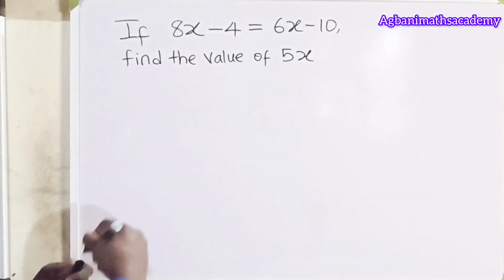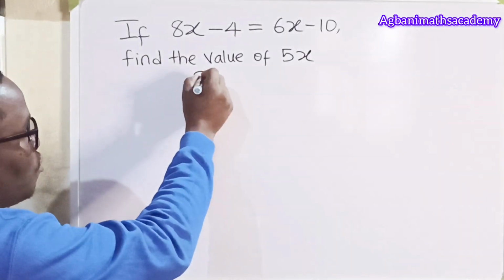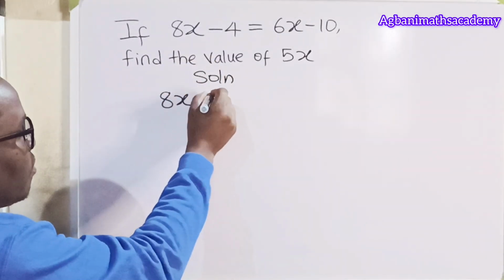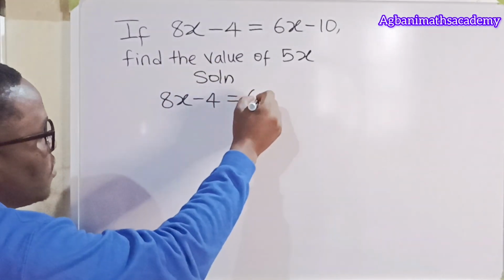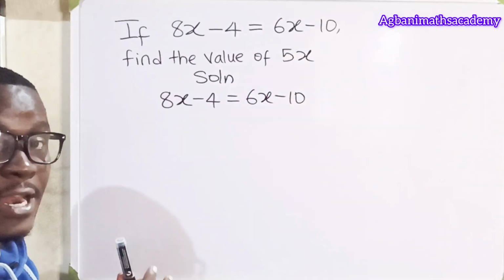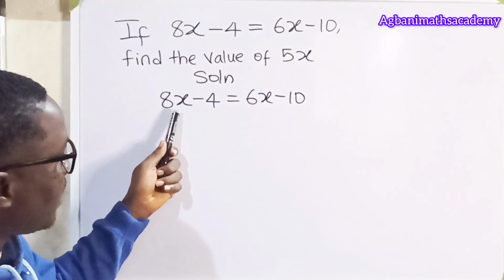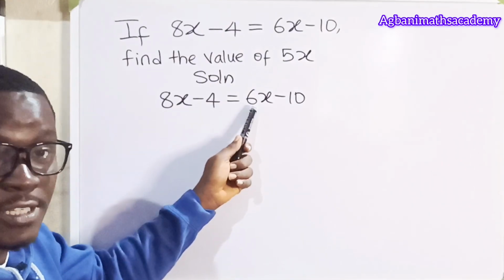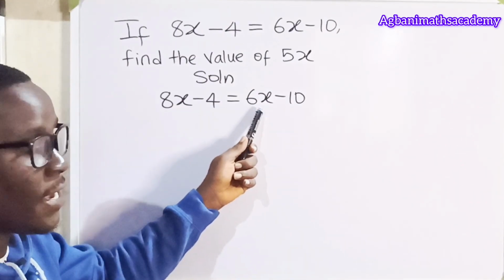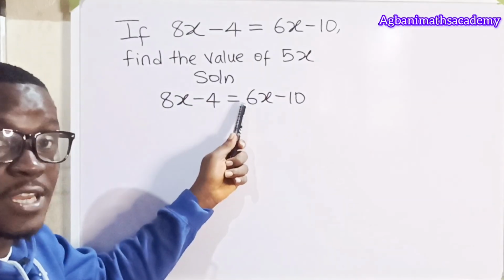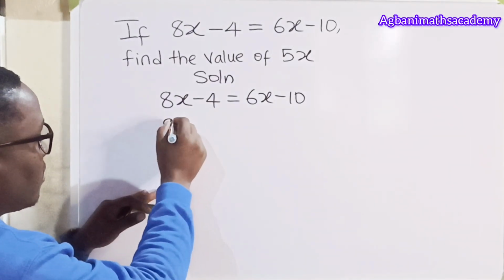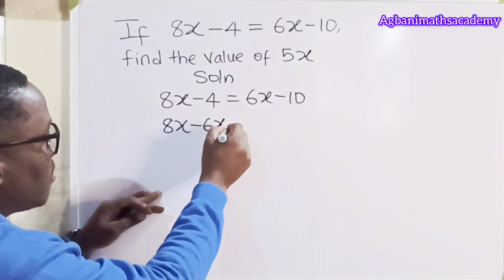So let's solve together. So solution. We have 8x minus 4 is equal to 6x minus 10. The first thing we do is bring like terms together. We have 8x over here, we have 6x over here. So we bring them together. Moving 6x to the left, the invisible positive sign in front of 6x is going to change to negative. So we're going to have 8x minus 6x.